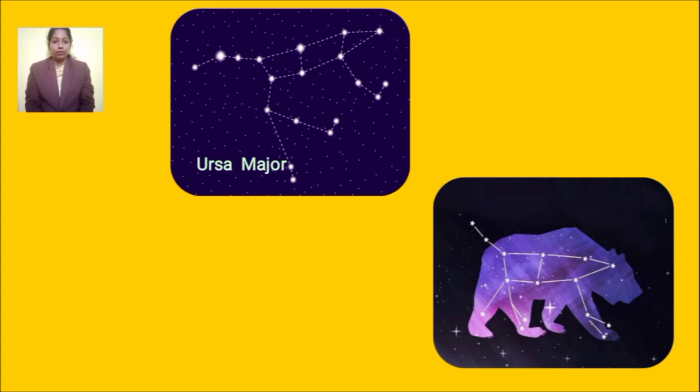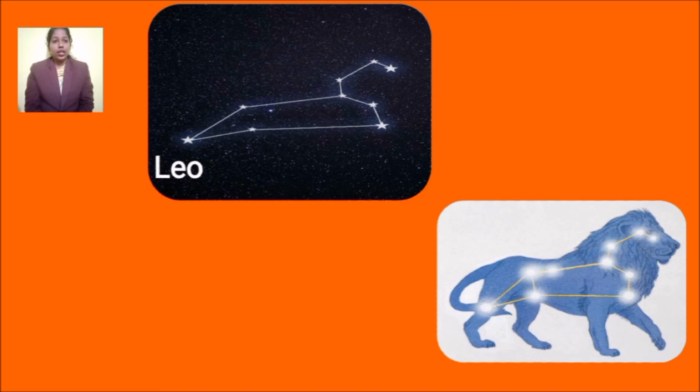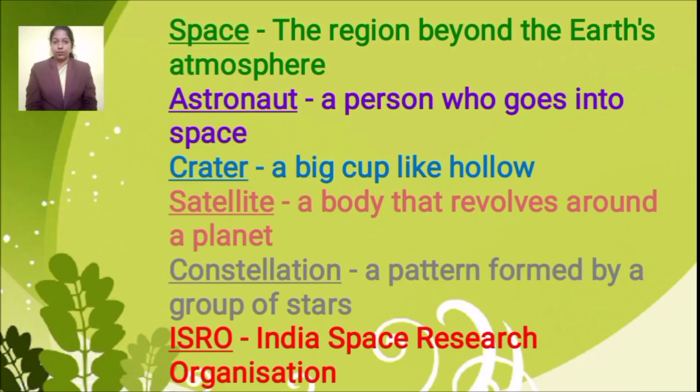Next is Orion. Orion is one of the most visible constellations because of its location. It can be seen throughout the world. Orion means the hunter. Next is Leo. The constellation Leo is usually drawn as a lion. Leo can be seen in the spring in the northern hemisphere. Next is Canis Major, which means big dog. So here your chapter has ended.